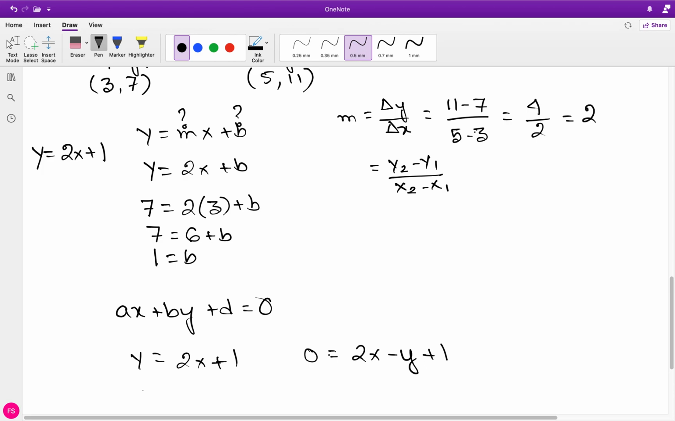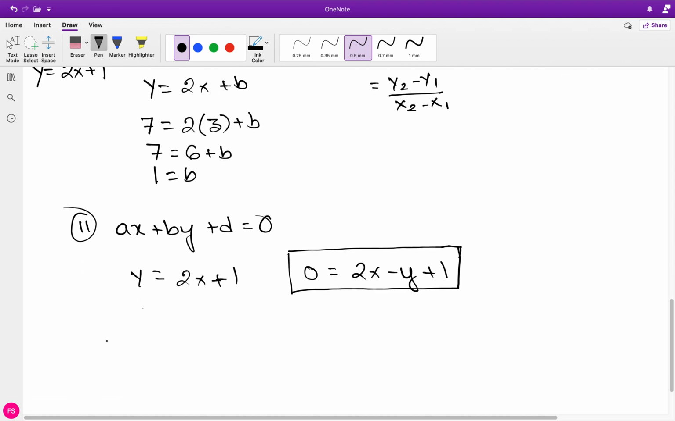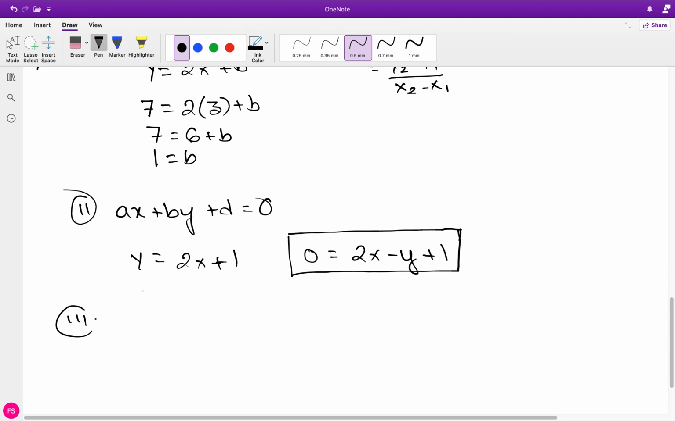Plus 1. This is how you can write in slope-intercept, general form. Okay, so this is our second form. This is our first form. And then another form that we need to know is the point gradient form or point slope form. That's always written like this. It's written like y minus y1 equals m times x minus x1.